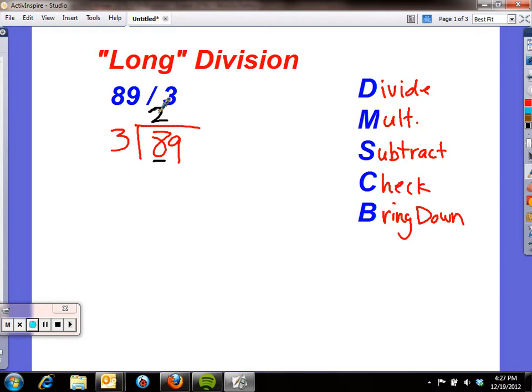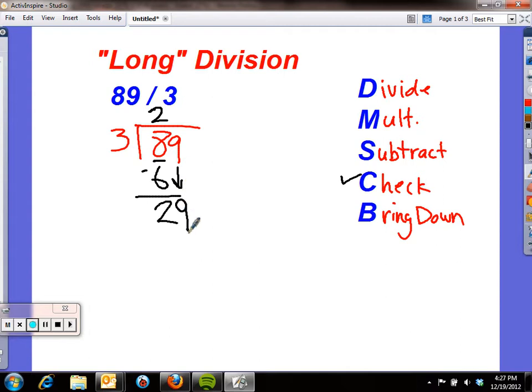All right, so that's my divide step. I'm saying 8 divided by 3 is 2. That's divide. Next, I have to multiply. I multiply the 2 times 3. 2 times 3 is 6. My next step is I subtract. I'm going to subtract 8 minus 6, which is 2. I have to check. Here's my check step. Is this number here, my 2, is it less than 3? Is it less than my divisor? The answer is yes, so check. I did it. Now I have to bring down the number.